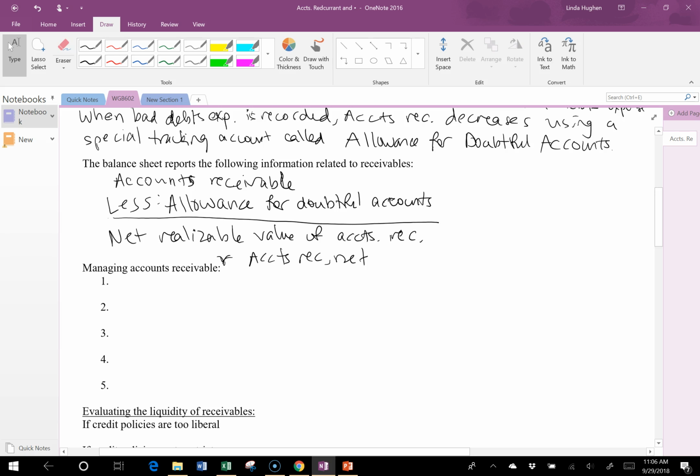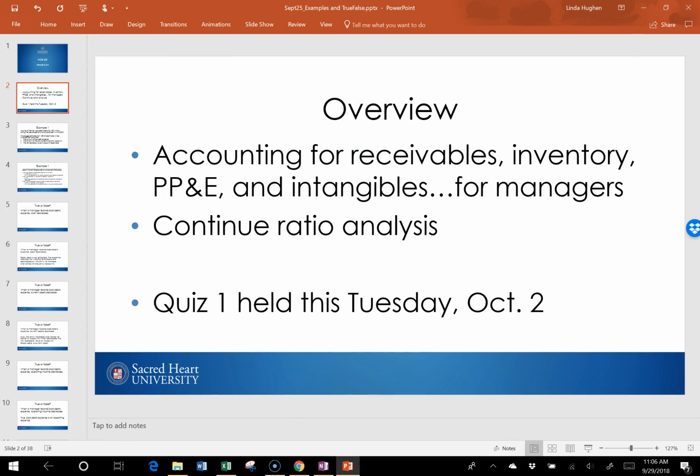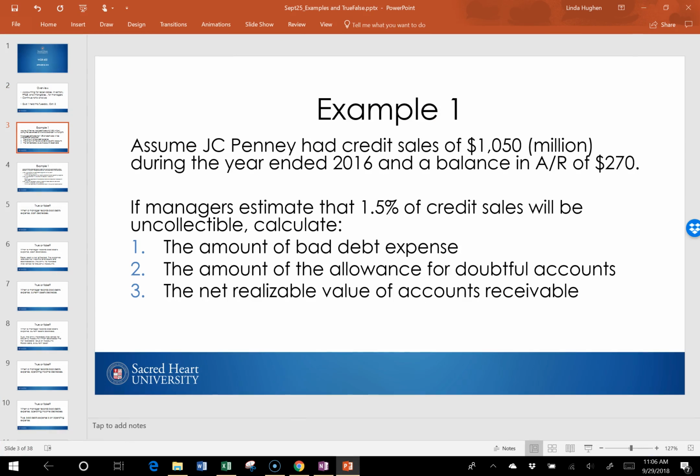Let's go to an example here before we continue on with our slides. Assume JCPenney had credit sales of $10.50, these numbers are in millions, during the year ended 2016, and a balance in accounts receivable of $270. Let's say that managers estimate that 1.5% of credit sales will be uncollectible. Where did this number come from?